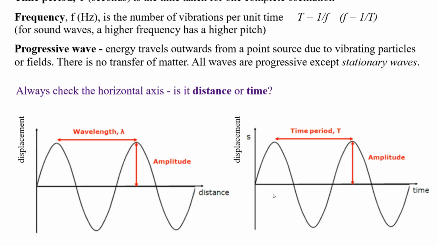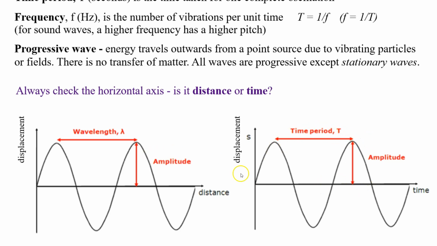So just be careful with the representation of waves. So we would always have displacement on the y-axis. So this, for example, a transverse wave, this is the oscillation which is perpendicular to the direction of travel. In this case, we have distance represented on the x-axis. In this case, peak to peak, as shown, would be the wavelength, because that's the distance. Another way to represent a wave would be to have time on the x-axis. In this case, peak to peak is not the wavelength, but it's the time period.